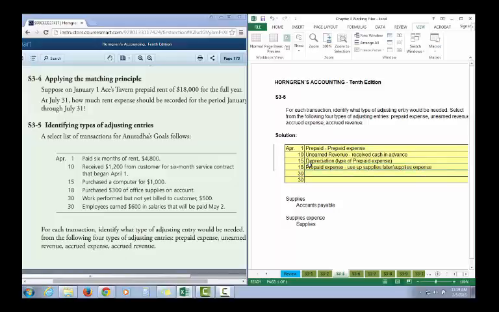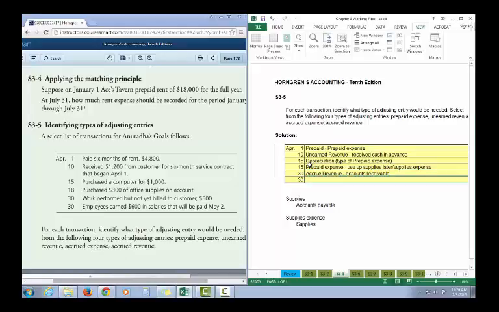All right. So then let's look at April 30th. It said work performed but not yet billed to customers of $500. So this is something that we've done the work, we've earned the revenue, but we haven't yet billed or collected from our customers. So this type of entry we'd have to make is going to be an adjustment to accrue the revenue. When we accrue something for revenue, it's revenue we've earned and haven't received the money for. Okay, that's when we have accounts receivable.